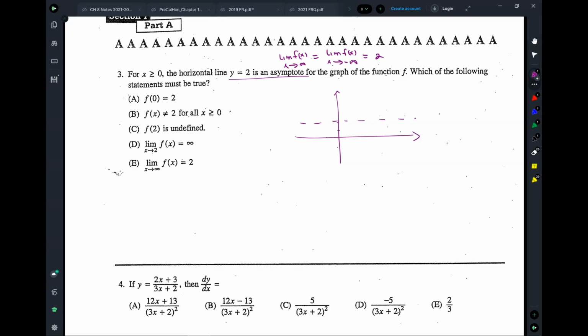So, is it absolutely necessary for f of 0 to be equal to 2? No. Is it absolutely necessary that f of x cannot equal 2? Is it true that y can never be 2? Can the graph ever cross the asymptote here? Yes, it can cross the asymptote. So it's not true. Is it true that f of 2 is undefined? Not necessarily. The limit as x approaches 2 is infinity. That's not the one either. How about this one? Yeah, that's the one.